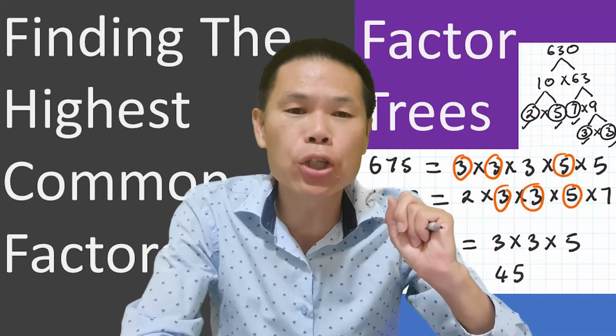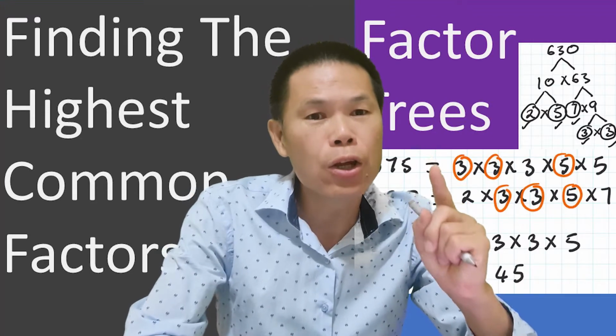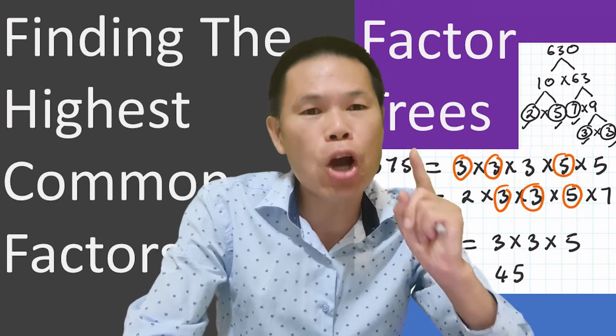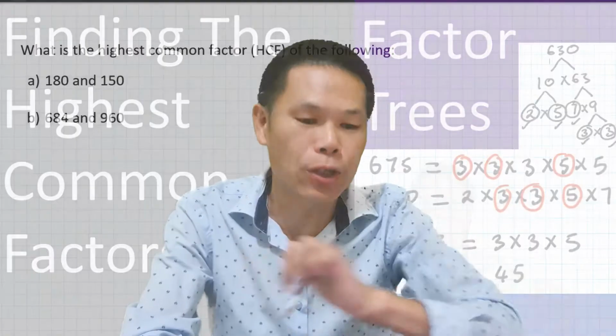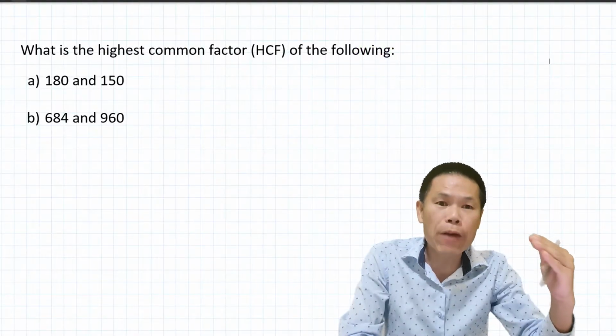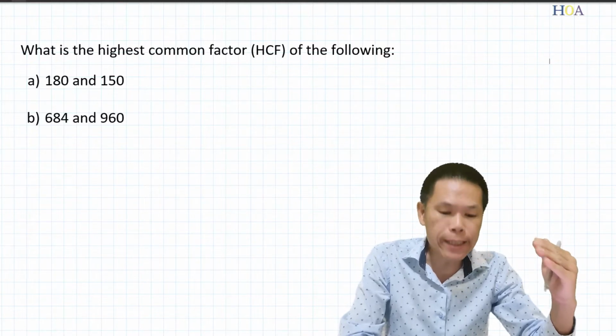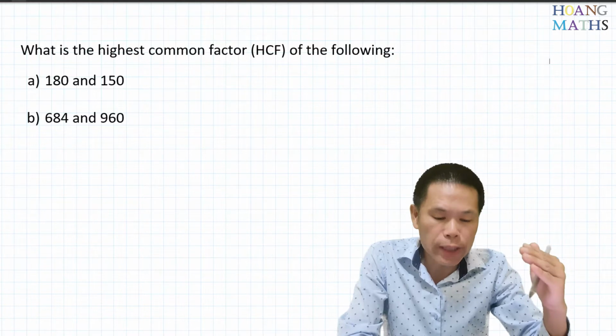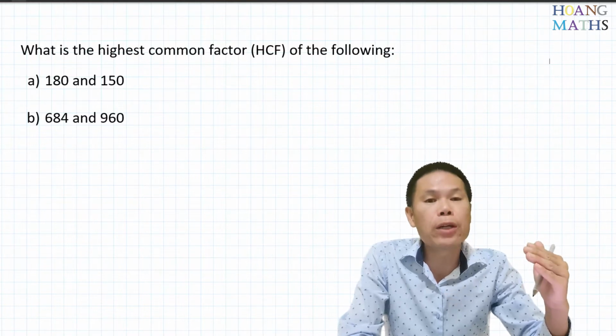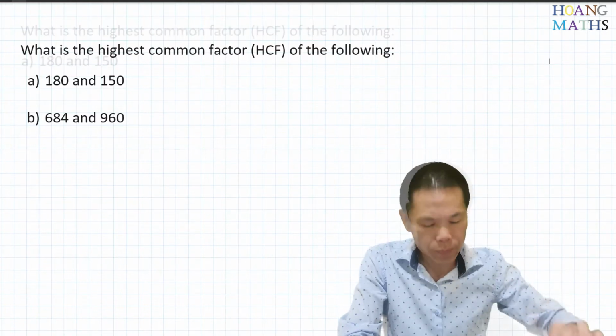In this lesson, I'm going to teach you how to use factor trees to work out the highest common factor of two numbers. So let's go straight into it. What is the highest common factor of 180 and 150? Part B: 684 and 960.